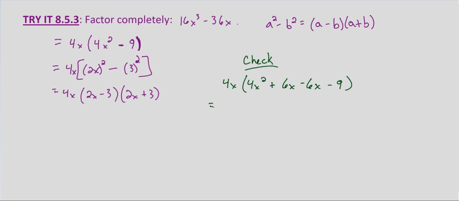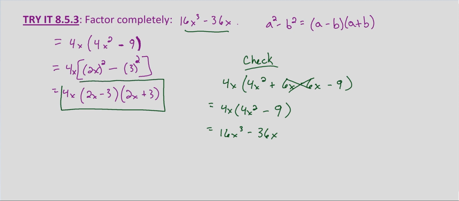We combine like terms, and we end up with 4x times 4x squared. The middle terms cancel. Minus 9. And then distributing that 4x, we end up with 16x cubed minus 36x. And that is what we started with, which verifies that this is our solution for factoring that polynomial completely. 4x times 2x minus 3 times 2x plus 3.